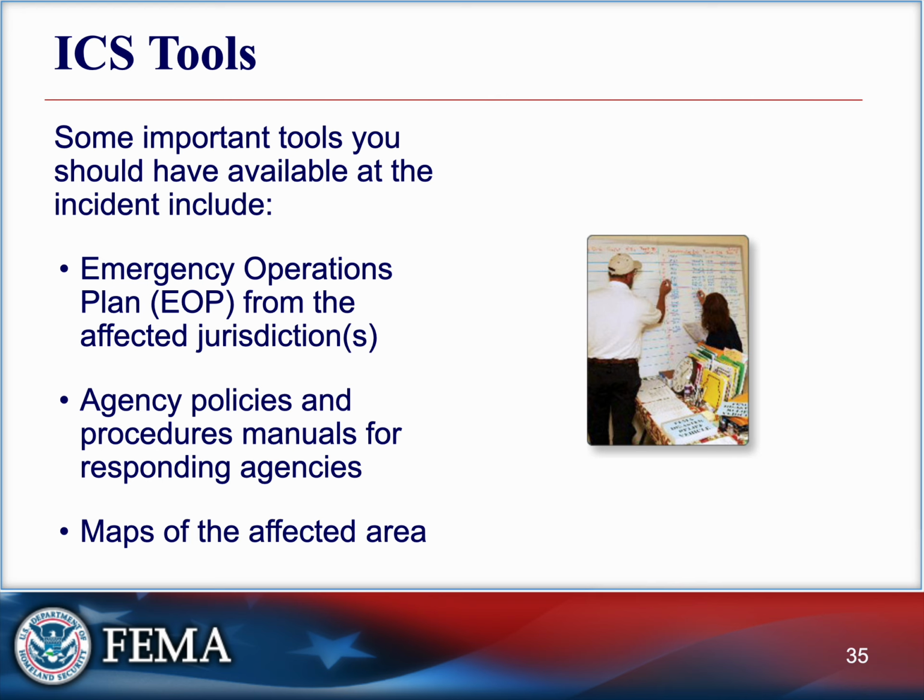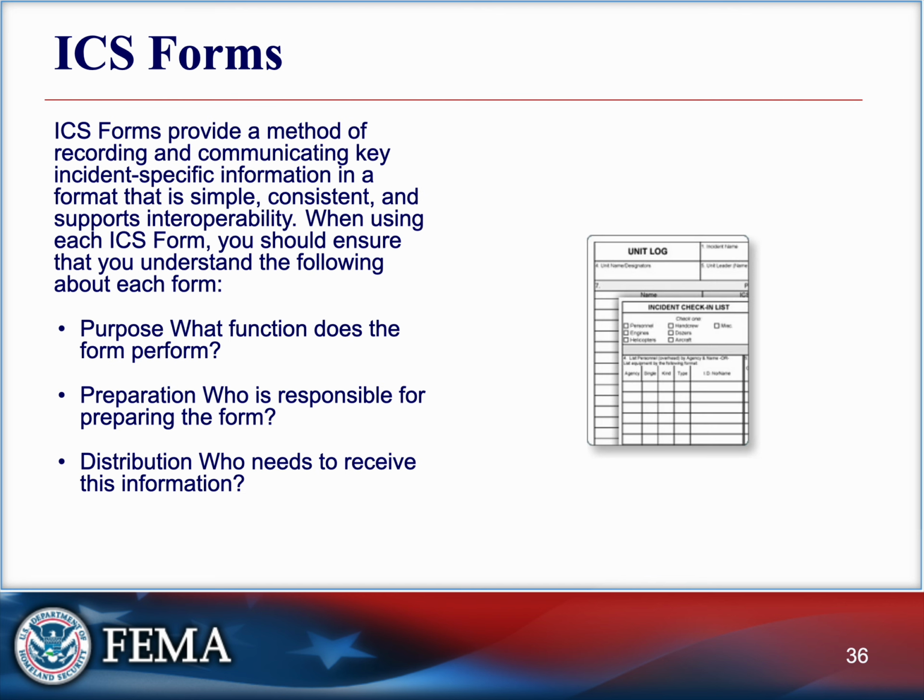ICS and incident response in general relies on a lot of tools. Some important tools you should have available at the incident include things like the Emergency Operations Plan, or EOP, agency procedures, maps, and then a couple of important forms as well. These keep communications clear and decisions documented. Let's get into that a little bit more.